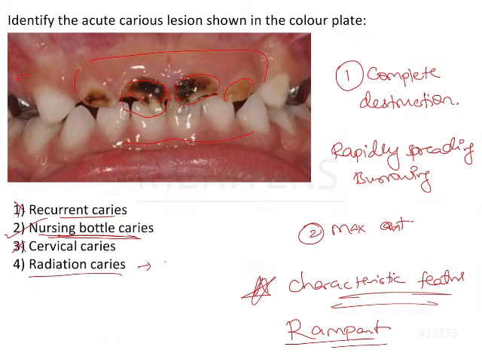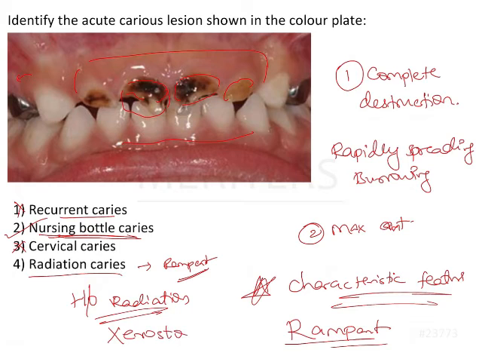Now, radiation caries is also a type of rampant caries. However, for radiation caries to be present, there needs to be a history of radiation. This radiation therapy, because of any malignancy, causes xerostomia, and there is reduced cleansing action by the saliva because of xerostomia, which causes the caries attack.